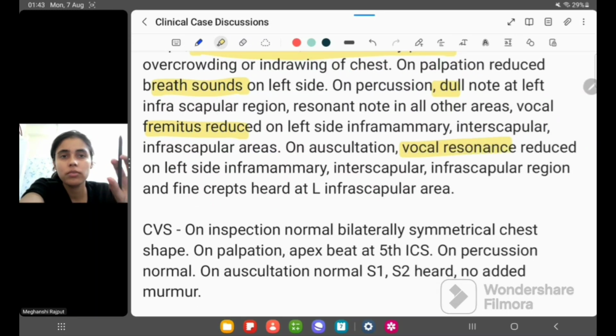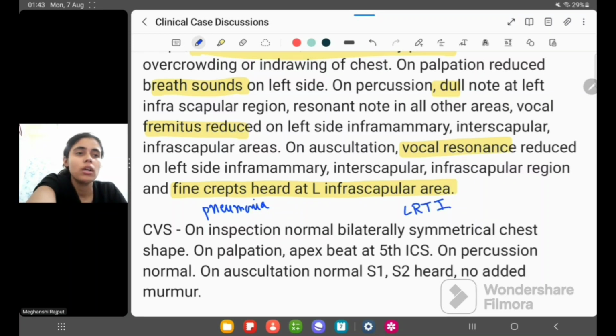We make the patient count or say things, and then we can compare whether it has been reduced or not. We have fine crepts heard at the left infrascapular area. These fine crepts or crackles make it clear that there could be pneumonia. So pneumonia is present in the left lower lung. Yes, we have a case of lower respiratory tract infection, and most commonly the left lower lung is involved.